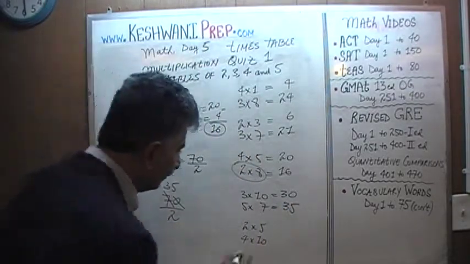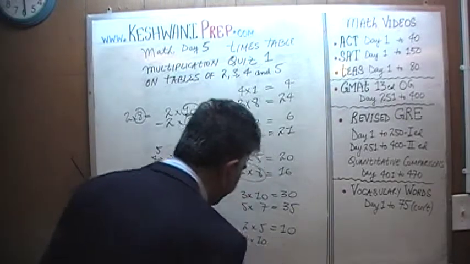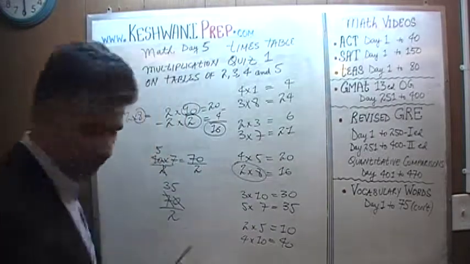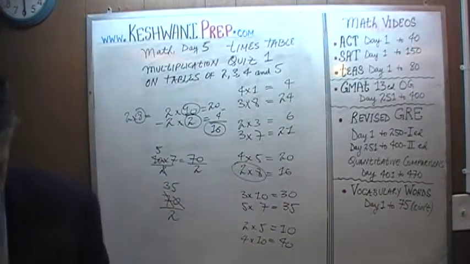What about 2 fives? 2 fives are 10. What about 4 tens? 4 tens are 40.